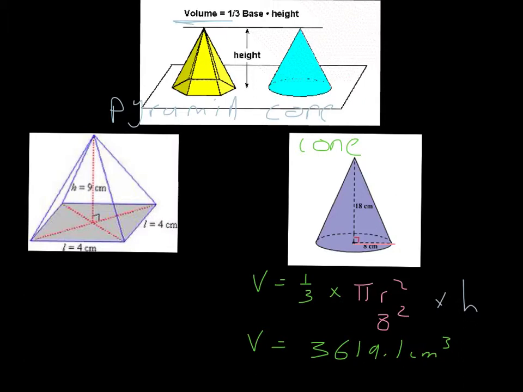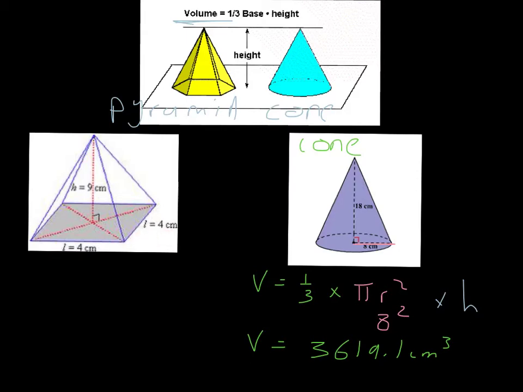For a pyramid, it's very similar. So for a pyramid, the formula is volume is 1/3 times base times height as well. In this case, this is called a square pyramid because the actual base is a square. So its length is 4 for all sides.